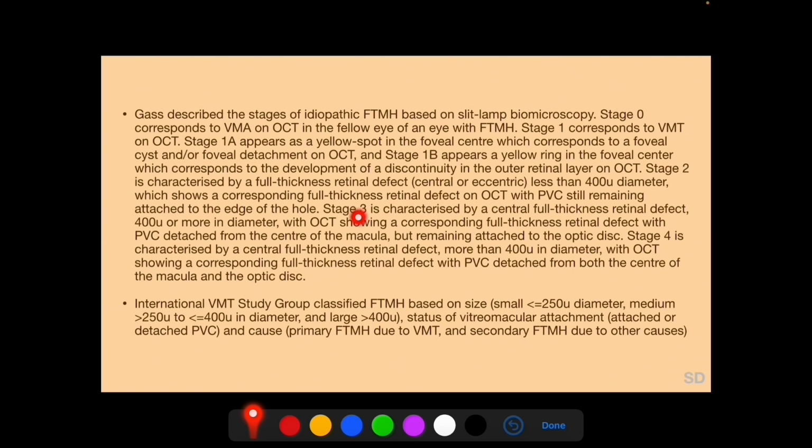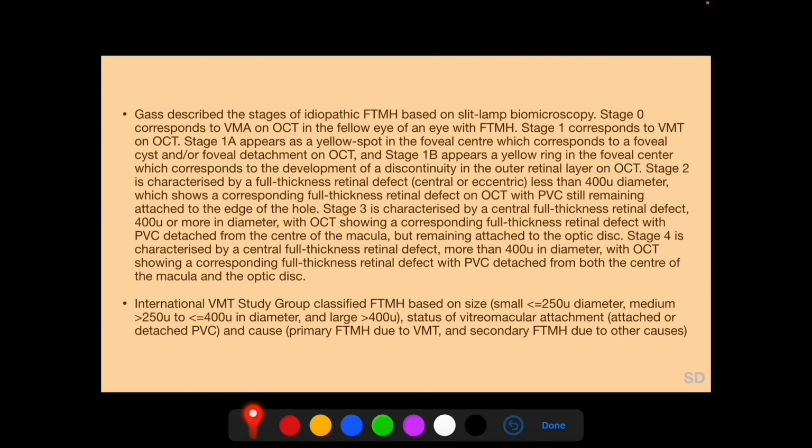Stage 3 macular hole is characterized by a central full thickness retinal defect, 400 microns or more in diameter, with the OCT showing a corresponding full thickness retinal defect, with the posterior vitreous cortex detached from the center of the macula but remaining attached to the optic disc. Stage 4 is characterized by a central full thickness retinal defect, more than 400 microns in diameter, with the OCT showing a corresponding full thickness retinal defect, with the posterior vitreous cortex detached from both the center of the macula and the optic disc.